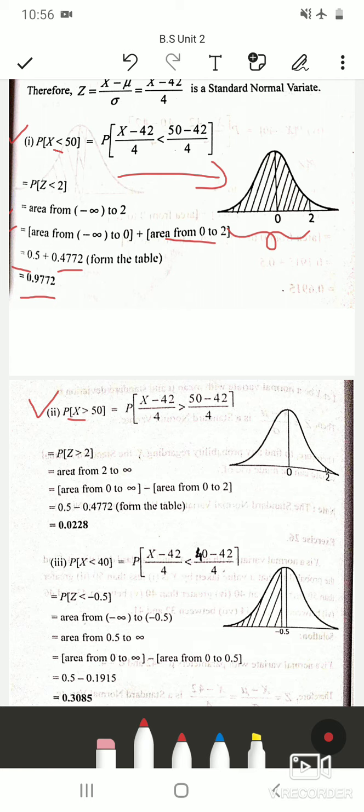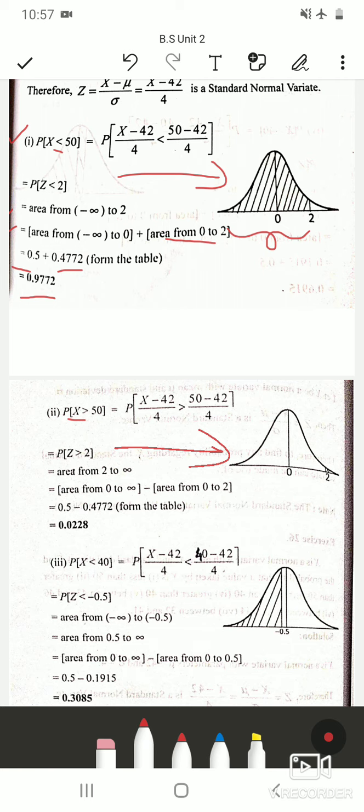What you have to do, first convert it to standard normal variate by subtracting the mean and dividing by standard deviation. So this whole term is z. Therefore we will write probability of z greater than, and 50 minus 42 is again 8, 8 by 4 is 2. So we got probability of z greater than 2. So we will draw a curve. Now we want greater than 2, so it can take 3, 4, 5 up to infinity.